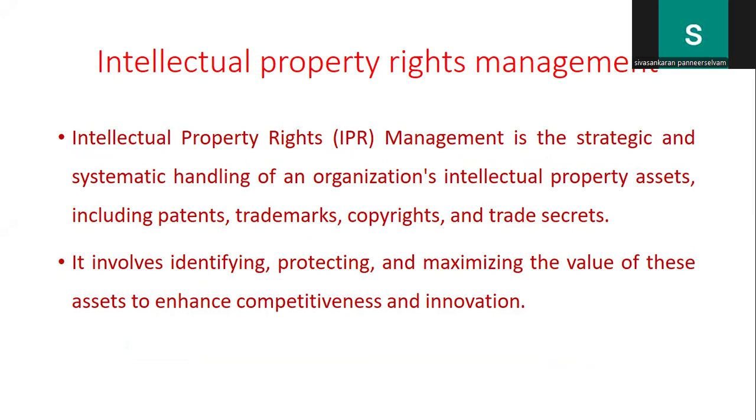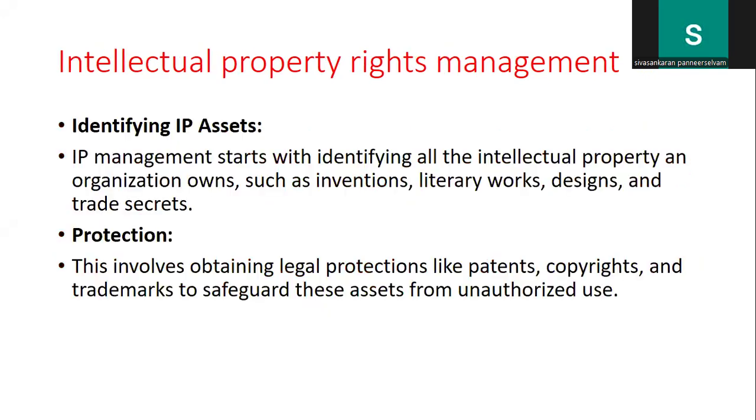The last one under chapter 2, the last segment, is intellectual property rights management. After manufacturing the final component, we need to procure the rights for ownership. So we have to apply for intellectual property rights in order to safeguard our new innovations, the product innovations. This process involves identifying, protecting, and maximizing the value of the industry assets to increase competitiveness and innovation.